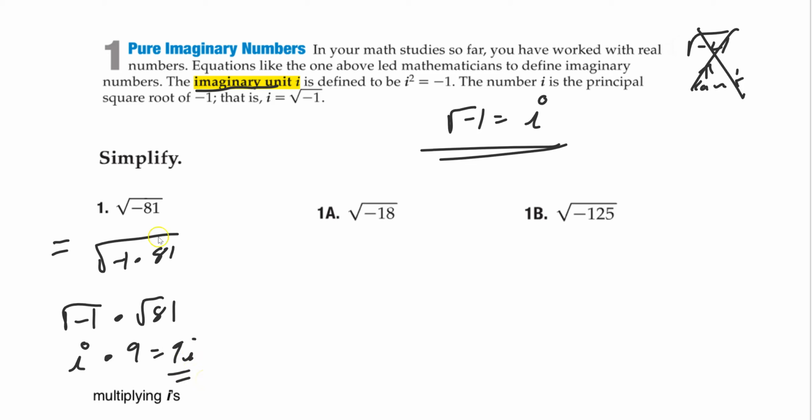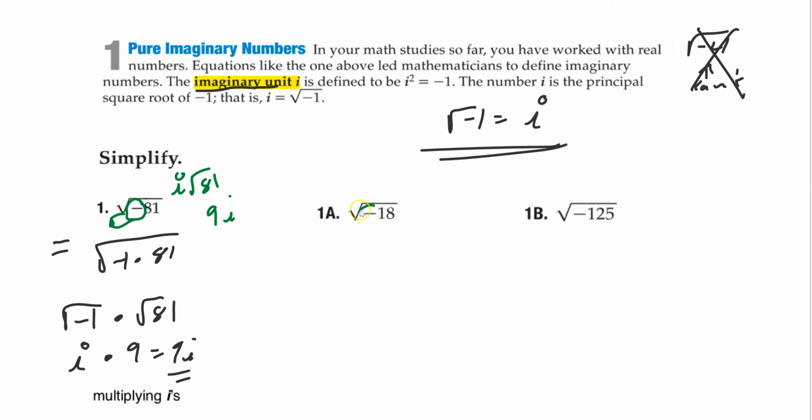Now that's a long way to do it. I don't expect you to do it like that every single time, or ever actually. What we're going to do is this. Hey, there's a negative inside the square root. We're going to pull that out, so that's going to be an i. Then square root of 81 is 9, so it says 9i.